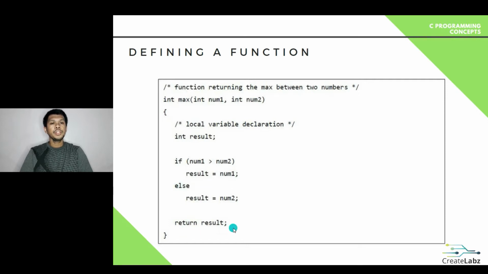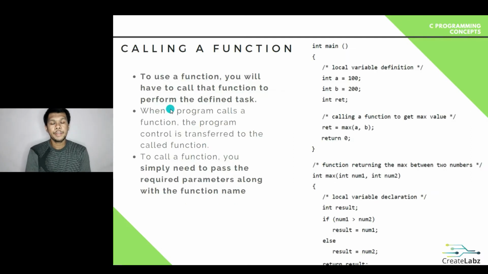Notice that for a function, you usually want to return a value. In this case, it returns result, which is an integer. This is the reason why we need to indicate the return type at the top of our function definition. In this case, the return type is int. If you don't want to return any value, then you can use the data type void, for example, void max. That was defining a function.